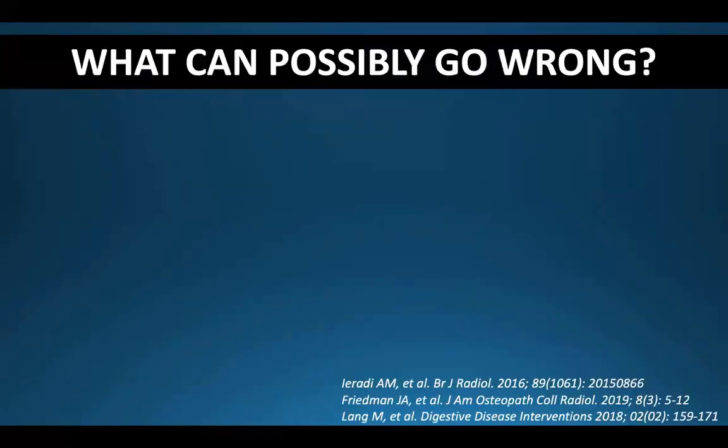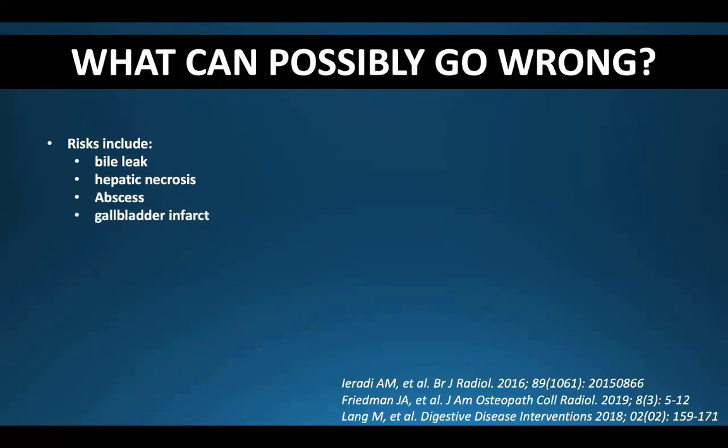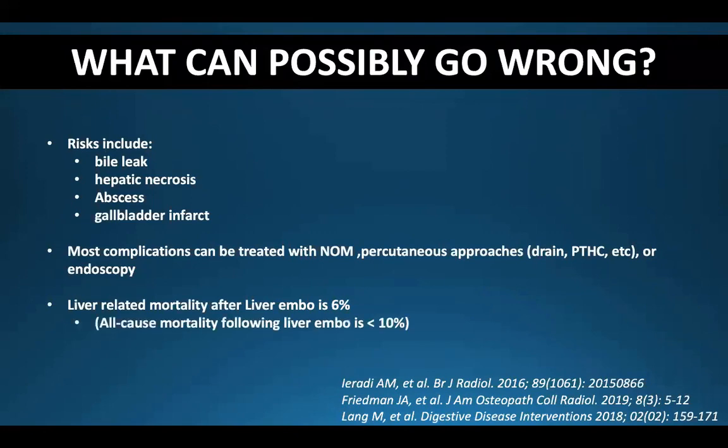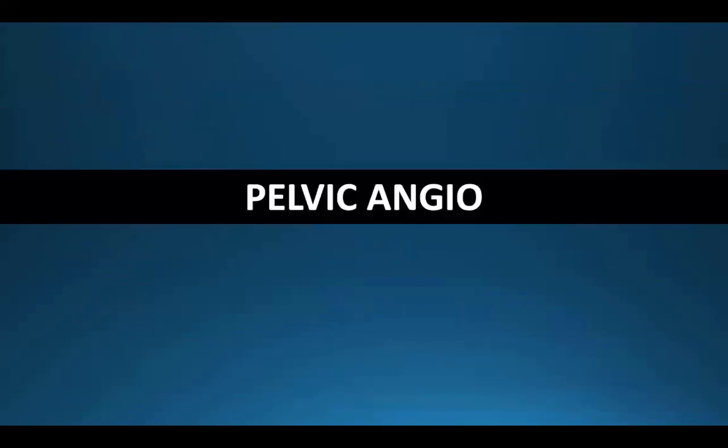So what can possibly go wrong? Complications: bile leak, hepatic necrosis, abscess, gallbladder infarction. Most complications can be treated with non-operative management, percutaneous intervention like drains, PTHC, or endoscopy. Liver-related mortality after liver embo is about 6%, with all-cause mortality following liver embo at less than 10%.